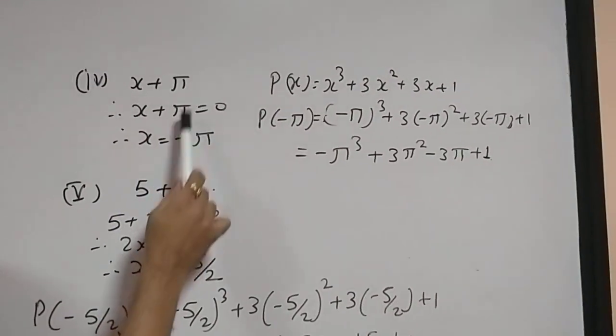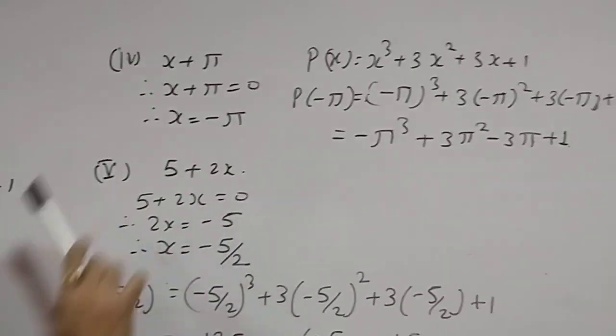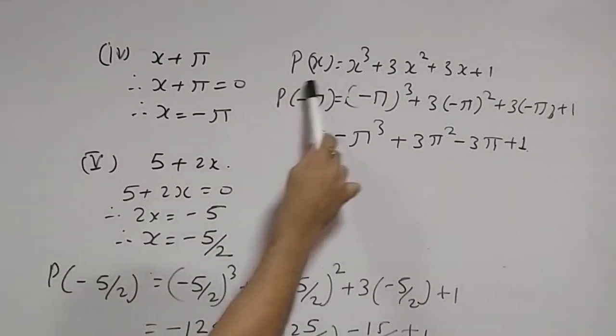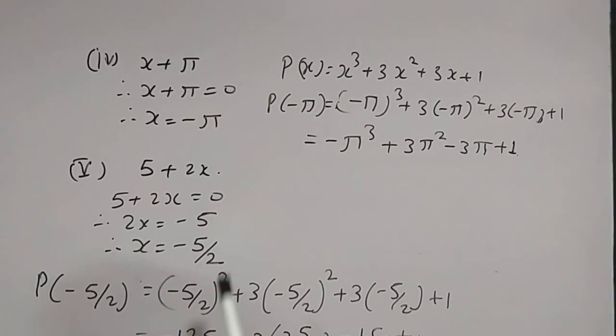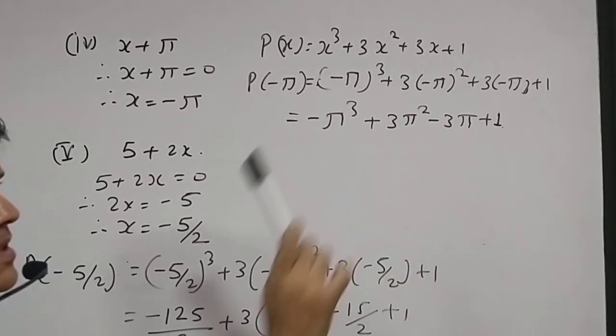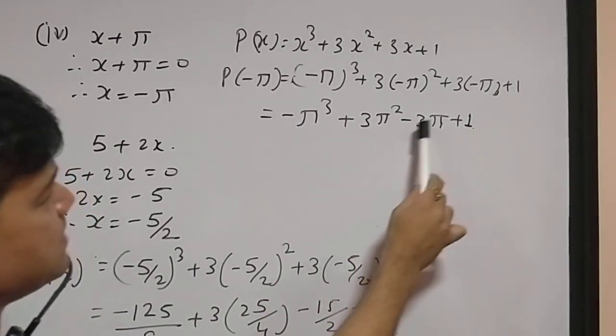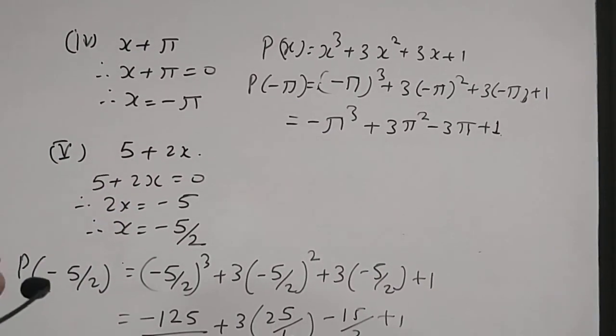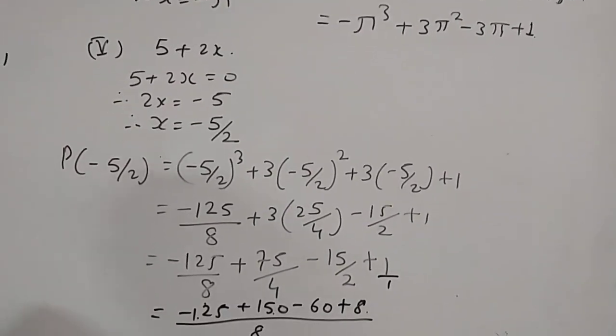Similarly here, x plus pi is 0. Therefore x is equal to minus pi. Now in place of x write minus pi, and then simplify. Minus cube is minus, but minus square is plus. And 3 into minus pi is minus 3 pi. It remains as it is. So this is the final answer actually.